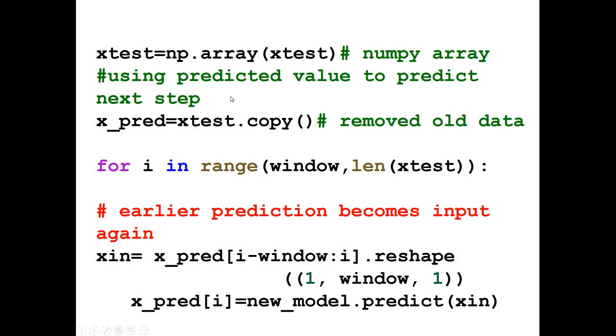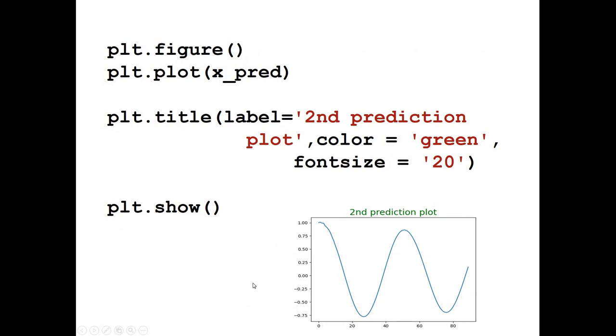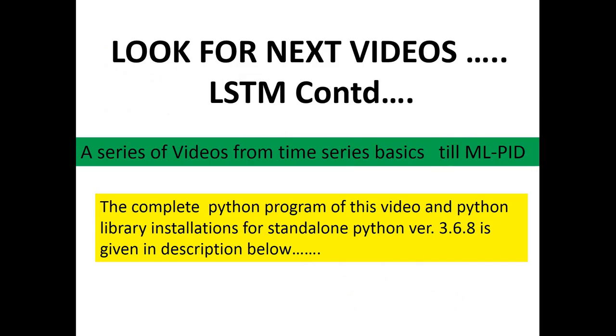So you can see that the X-test is passed inside, and you are predicting. So the xin will be now the new noisy sine data. Xpred will be the predicted values. So the second prediction again gives a much cleaner sine wave from such a noisy sine wave. So it is able to forecast quite well and predict quite well.